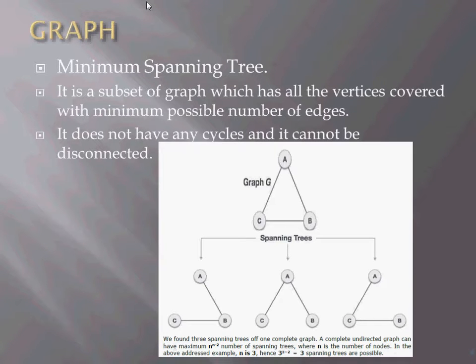Graph, whereas we are going to study about minimum spanning tree. It is a subset of graph which has all the vertices covered with the minimum possible number of edges. It doesn't have any cycles and it cannot be disconnected.